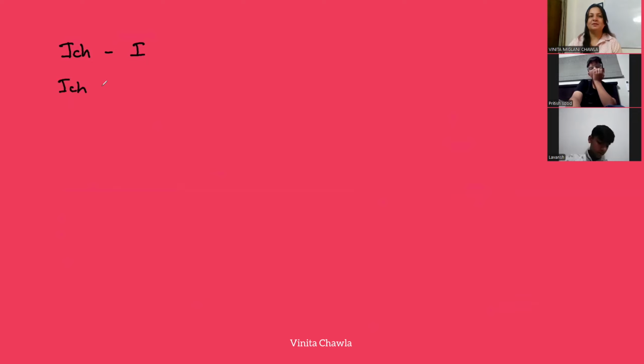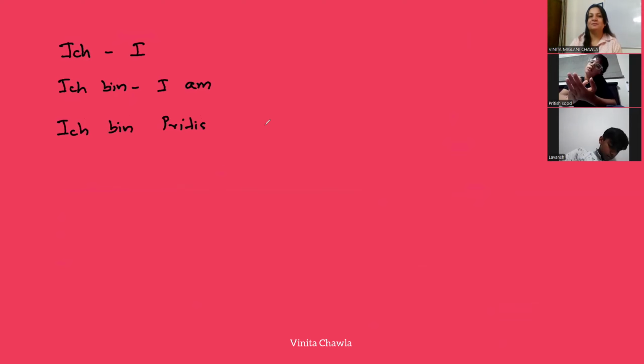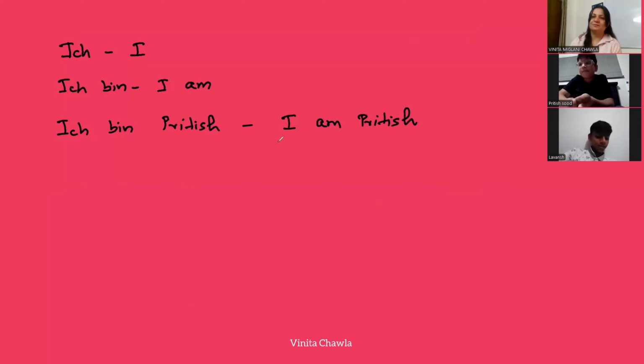Ich bin means I am. If I write Ich bin Pritish, then it becomes I am Pritish. Ich bin Pritish. Lavansh will say Ich bin Lavansh, I am Lavansh. And there is one more way of writing it.